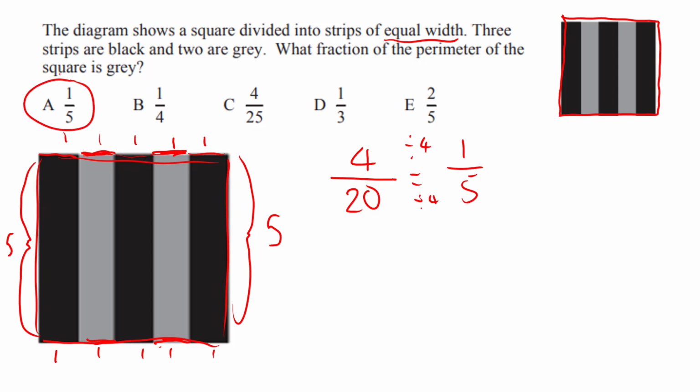You could have also done it algebraically. You could have thought that each of these pieces are x, x, x, x, and x. This length would be 5x, and we'd still end up with the grey bits being 4x out of 20x, which still simplifies to a fifth. So the answer is a fifth, because we're looking at the perimeter. The total outside is 20, not, as some people might think, 25, because they might have done 5 times 5, but that would give me the area. In fact, as an extension, see if you can work out what fraction of the area is grey. Write it in the comments below.